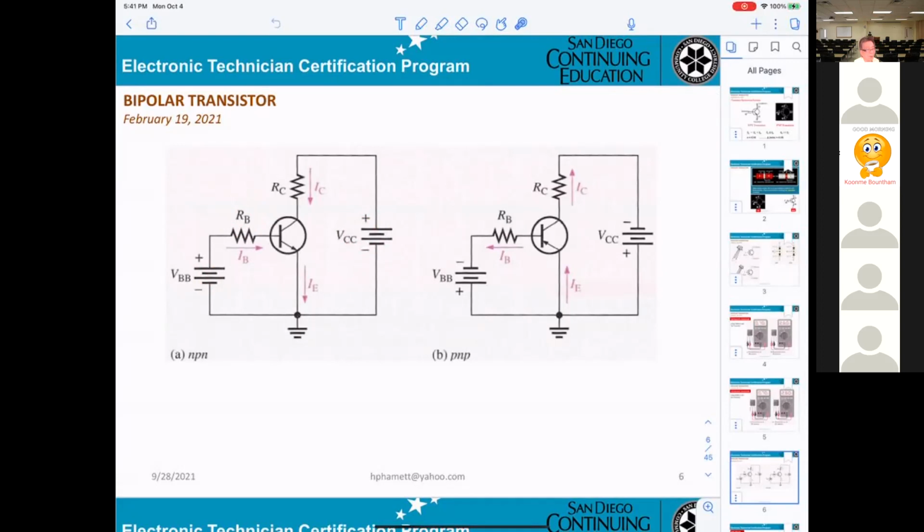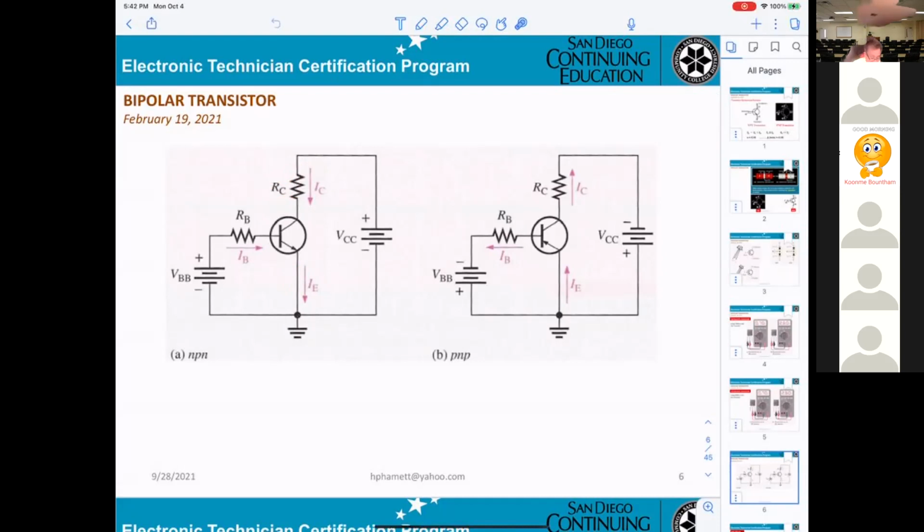What does RB stand for? Base resistance. RC means collector resistance. And sometimes you can get one more here, RE, but not in this schematic.